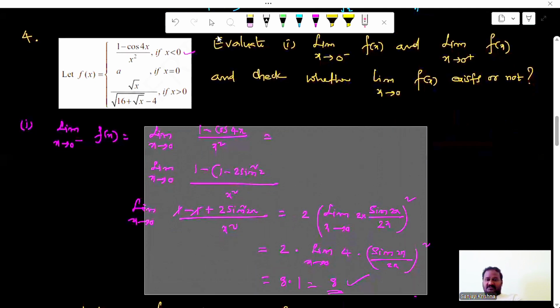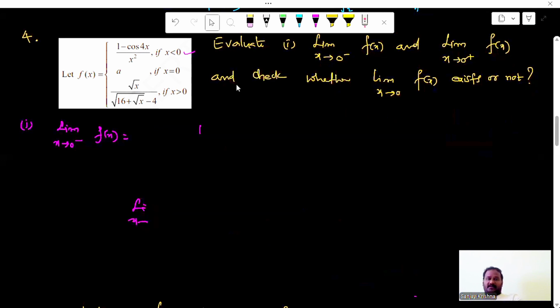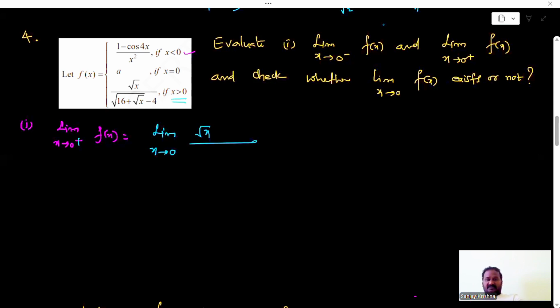See, left hand limit you got 8. Coming to the right hand limit of the function, limit x tends to 0 plus f of x. That is going to be limit x tends to 0 plus, which means x greater than 0, of root x divided by root over 16 plus root x minus 4.